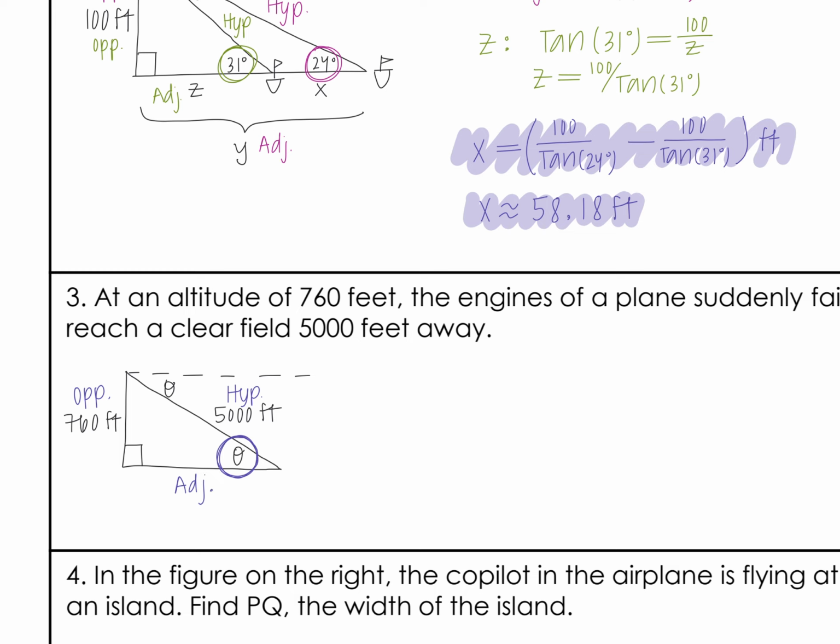Once I've done that, I can see here that I am going to be using sine. We'll use sine of theta is equal to my opposite divided by my hypotenuse. And remember, you're going to be using that inverse trig to switch these two so you can solve for that angle. So we've got our inverse sine of 760 divided by 5,000, and that is going to be equal to my theta.